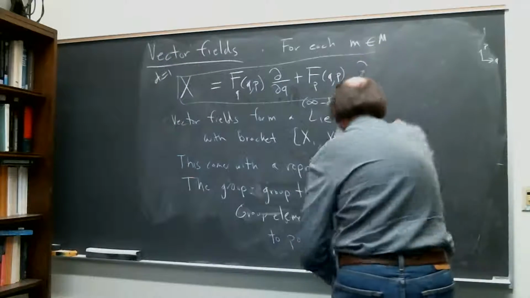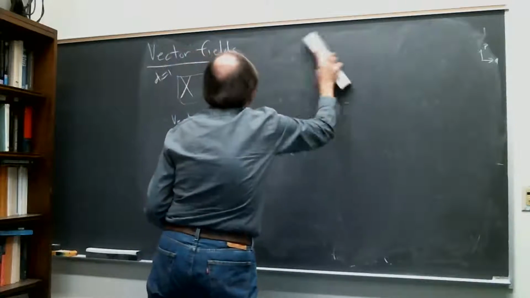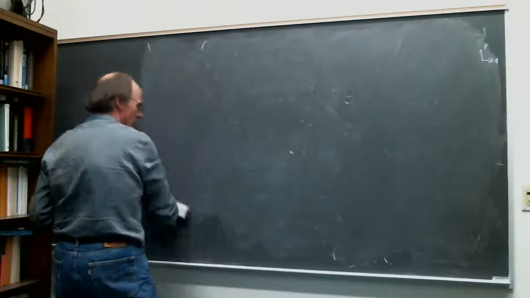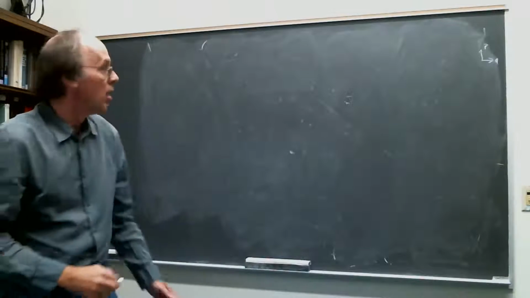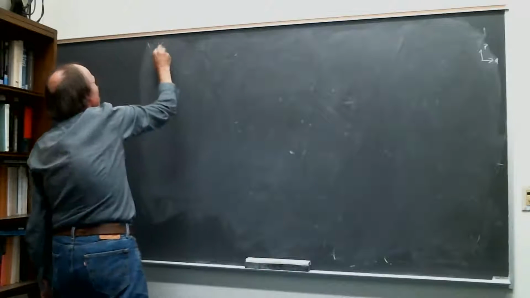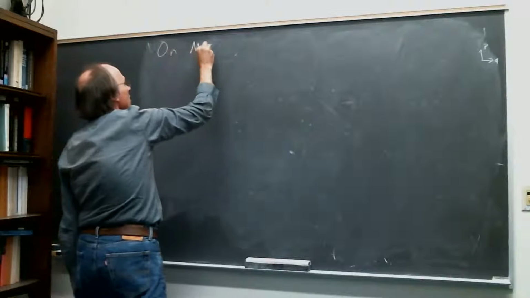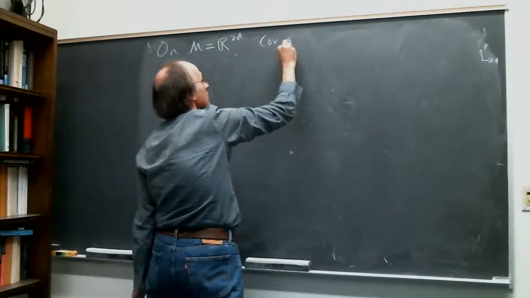Okay, so let's do this. So what I want to say: M is R2D, or a general symplectic manifold.